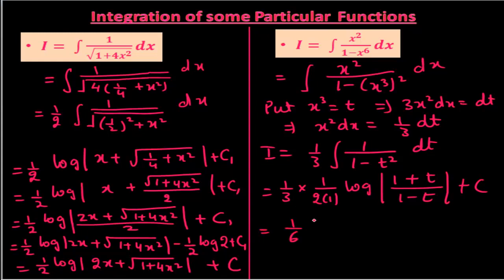So it is 1 over 6 log 1 plus t. What is t? It is cube of x. So x cube over 1 minus x cube plus constant of integration. So this is the required result. Now moving on to the next one.